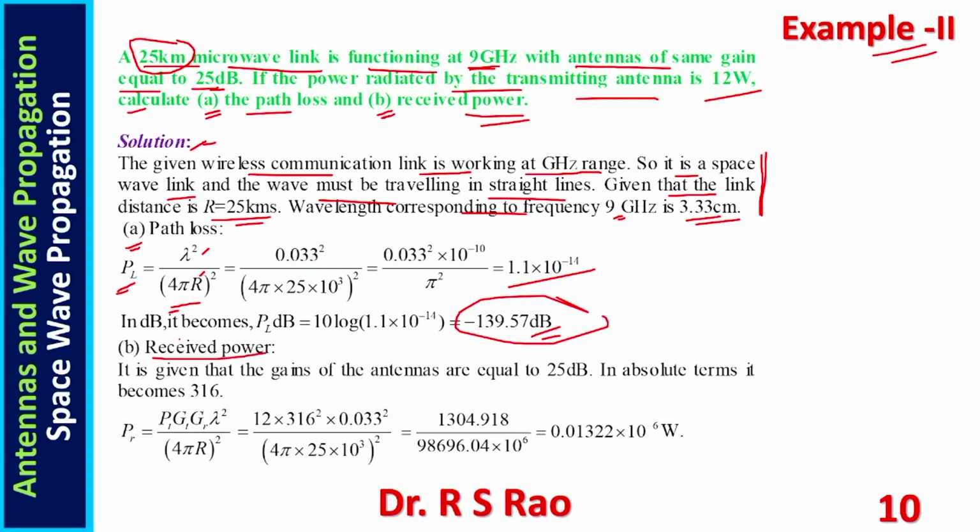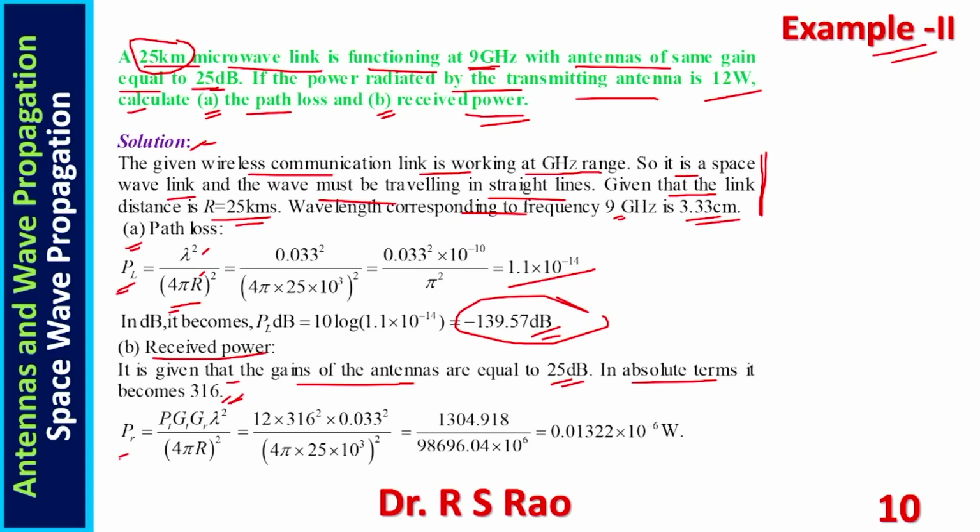B part, received power. We are asked to determine received power. It is given that the gains of antennas are equal to 25 dB. In absolute terms, it becomes 316. Gain in absolute value, 25 dB in absolute terms, it becomes 316.